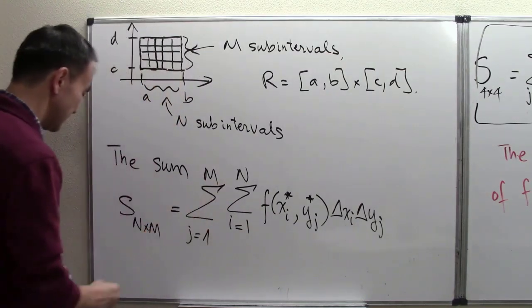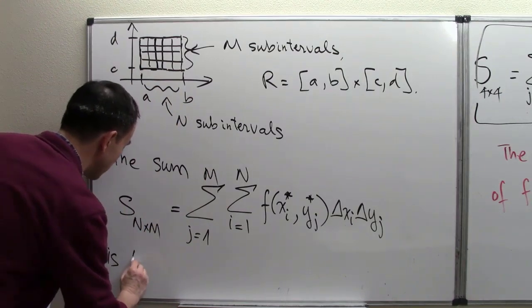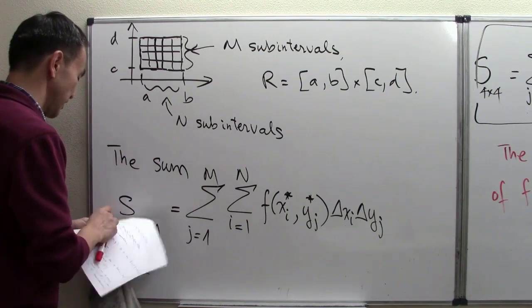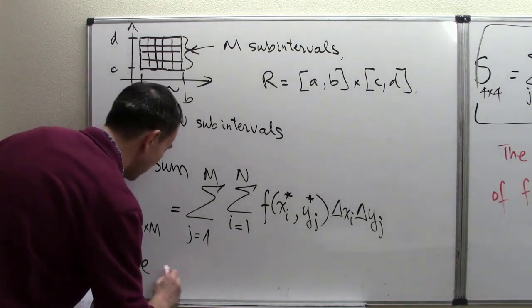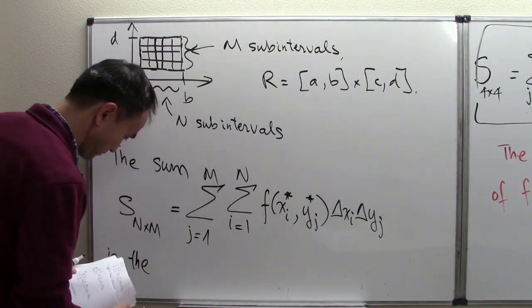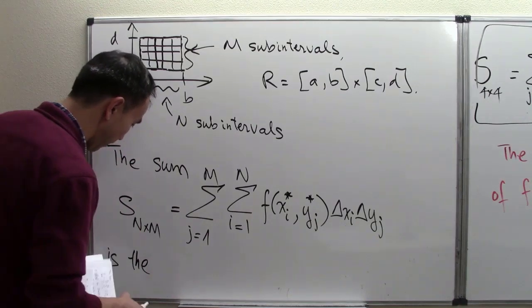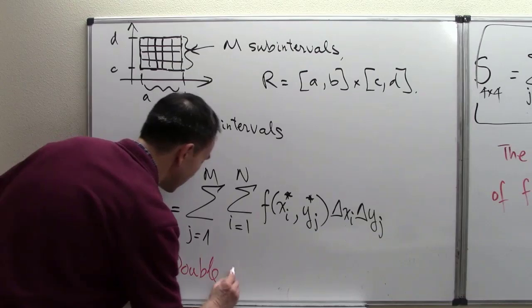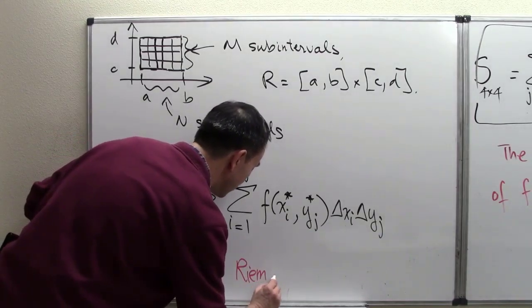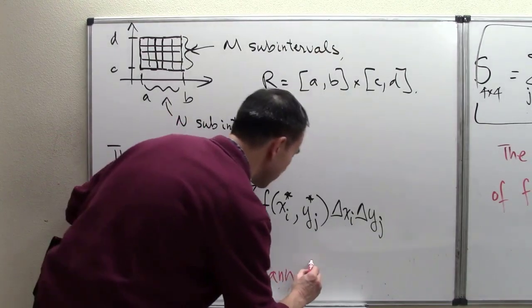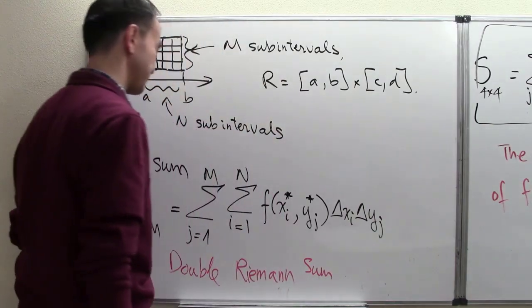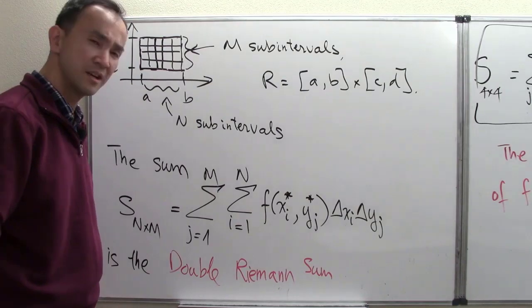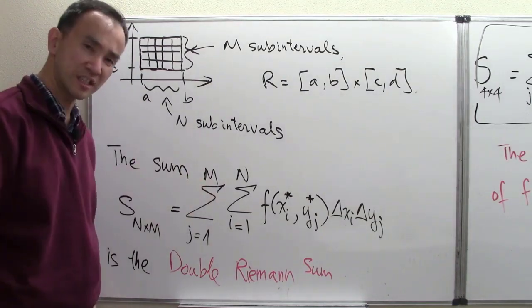The sum like that, as far as the formal definition, is the double Riemann sum. And of course, that saves me from so much wordy writing right here. So that's what the double Riemann sum is.